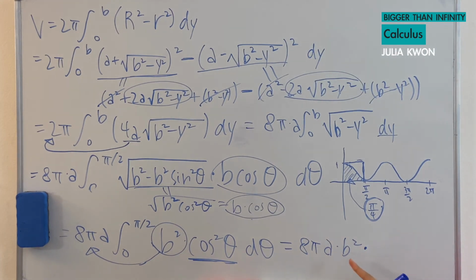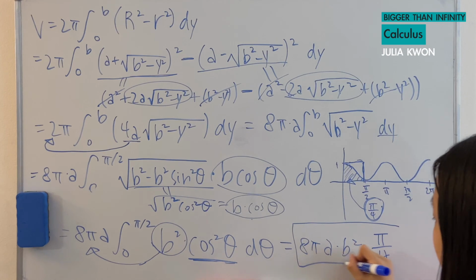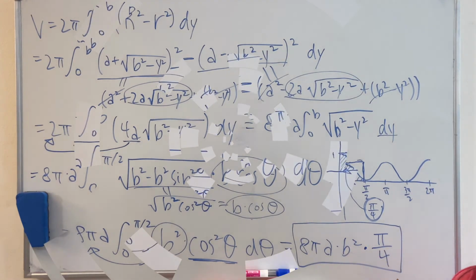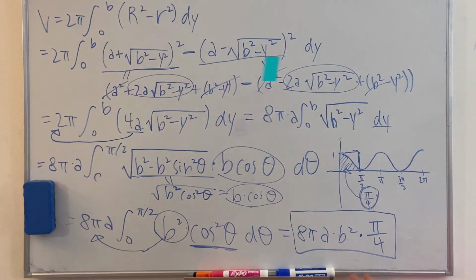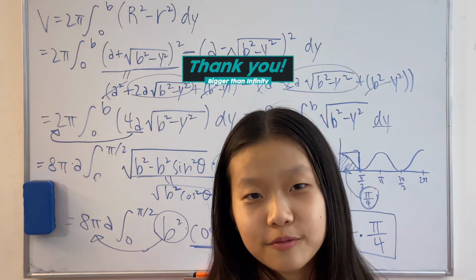And finally we would have 8 pi times a times b squared times pi divided by 4 as our final answer. We got this as our answer for the volume when we rotated the circle.